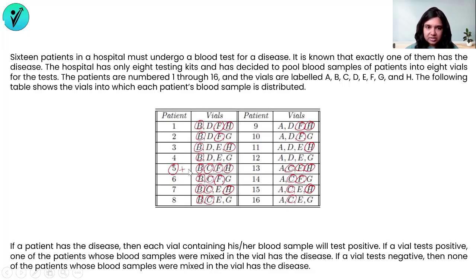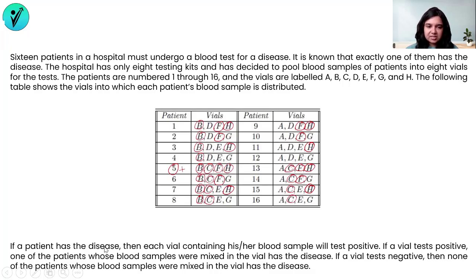Now what this means is if patient 1's tests are seen, B is positive, F is positive, and H is positive, but D is not positive. Not all vials are positive, which means patient 1 is not tested as positive, because all 4 of them should be positive for the patient to actually be positive for the disease. That is what the first line says.